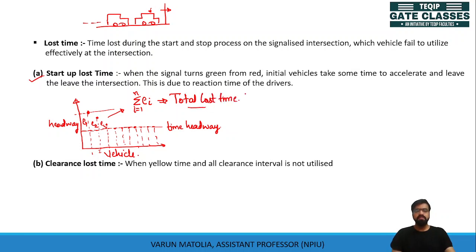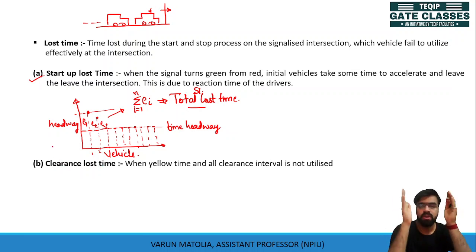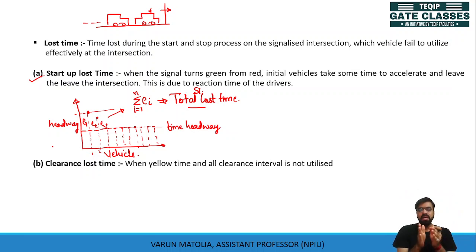Total lost time, total startup lost time, the time lost during the starting procedure. Another one is clearance lost time. Clearance means the duration which is provided to you, the amber time and your clearance interval. These are the two clearance intervals provided to you. Amber time, so that you can clear off the intersection. All red time, so if there is any vehicle on the intersection, it can clear off.